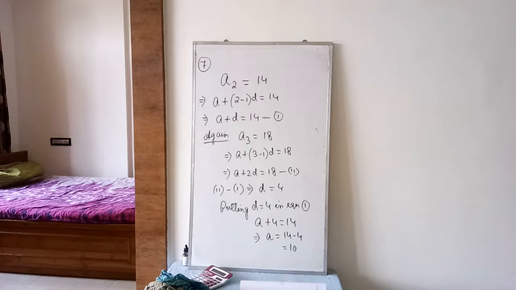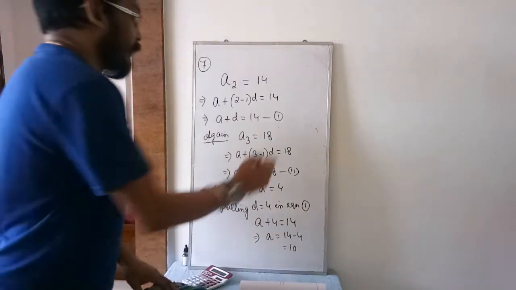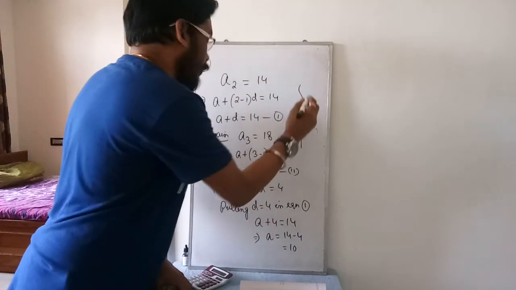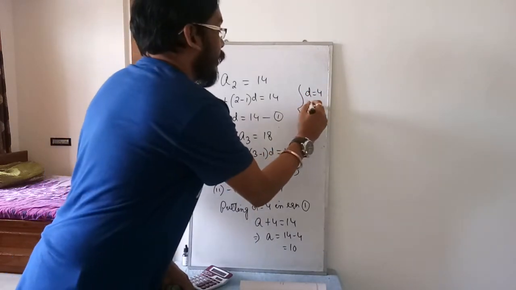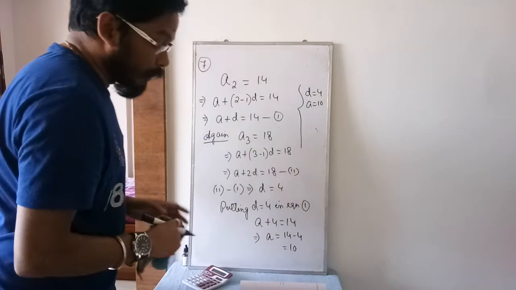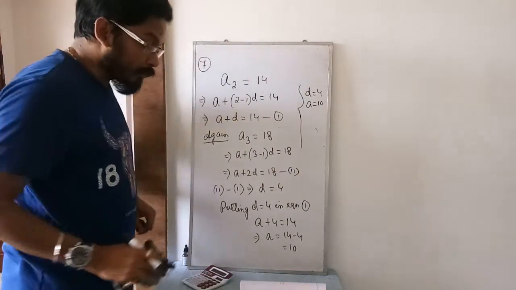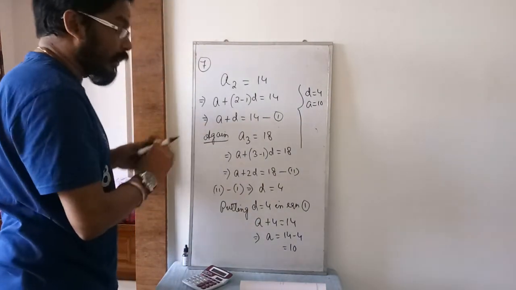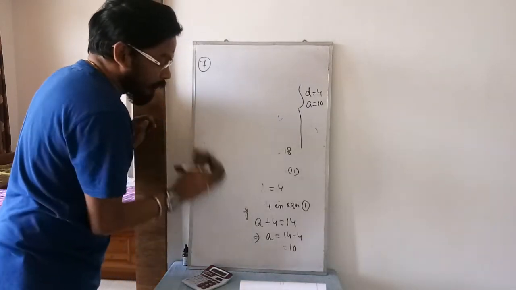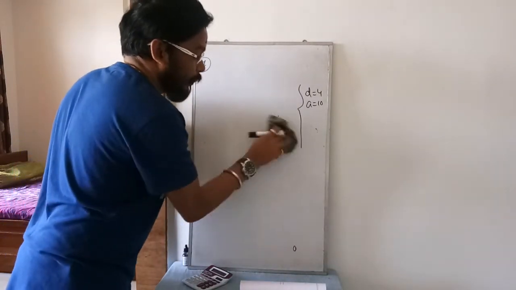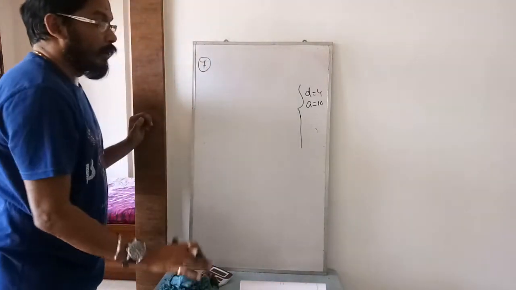Okay, you got the value of A and D. I will write it here again, because it will go from my memory. A equal to 10. So you got the value of A and D. Now what is my purpose? To find out the sum up to 51 terms. So you know the value of A and D; sum up to 51 terms means n equal to 51.